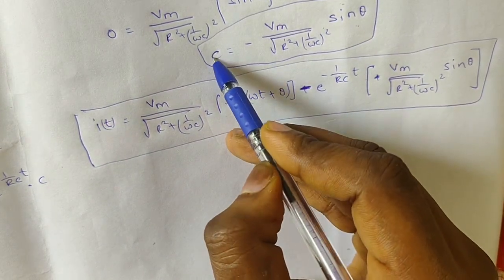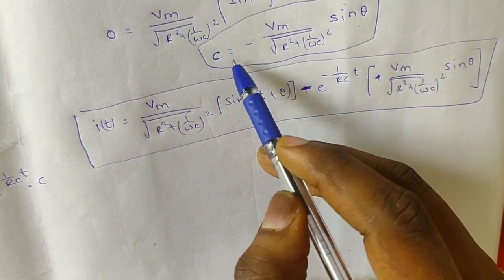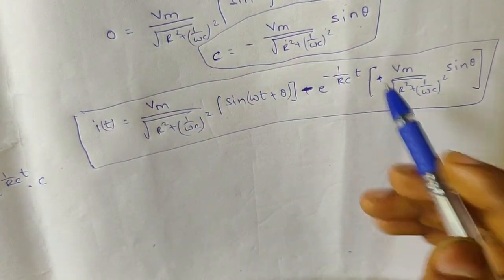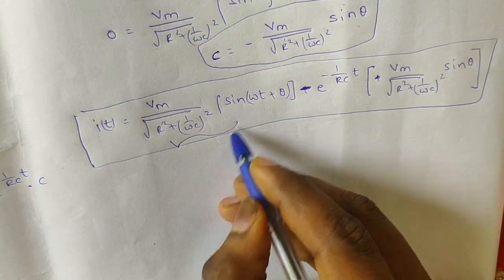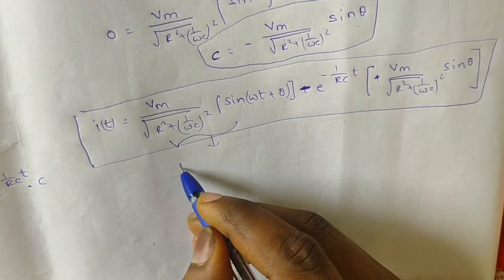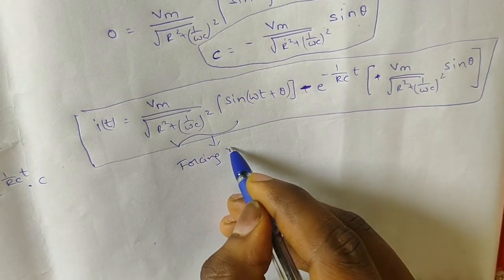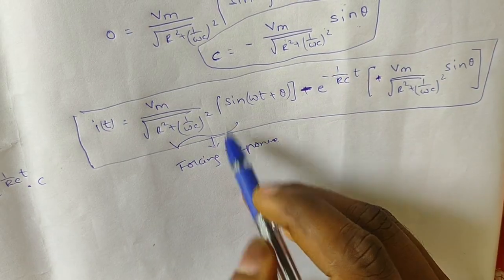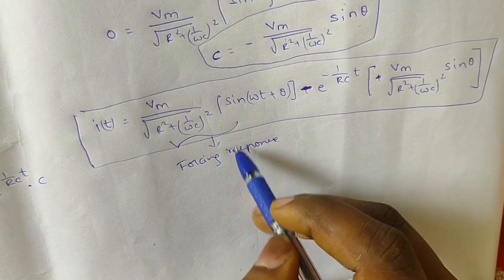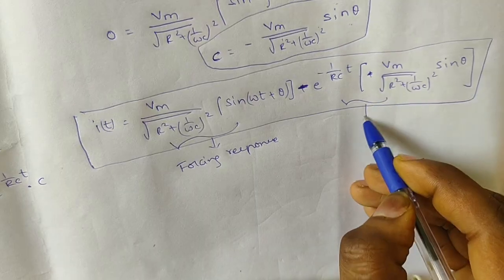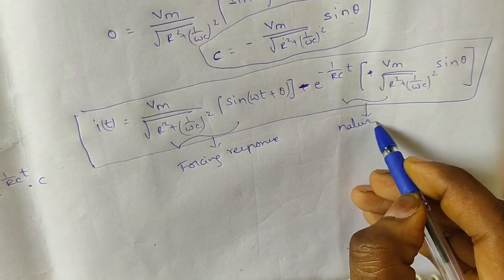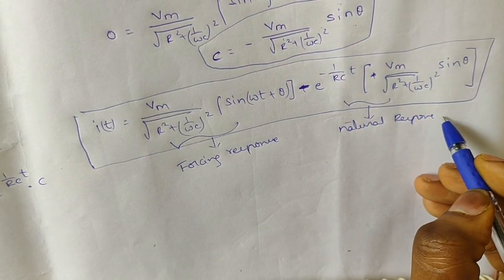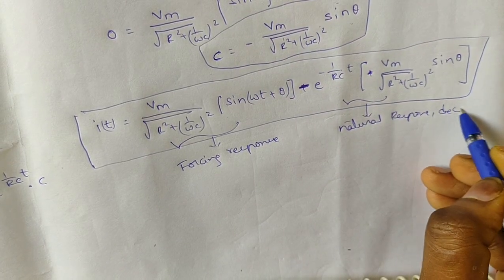This constant C value will change when the instant t changes. But this is the forced response, which will be sustained throughout. As t tends to infinity, this will be the natural response, which dies out, the decaying response.